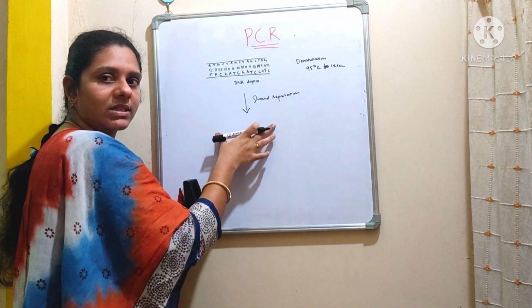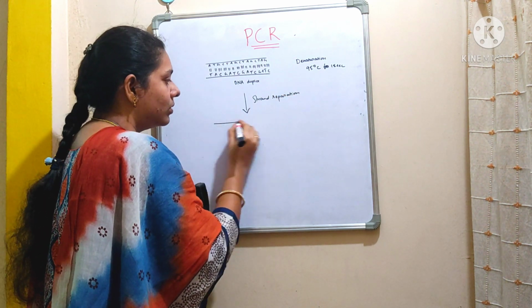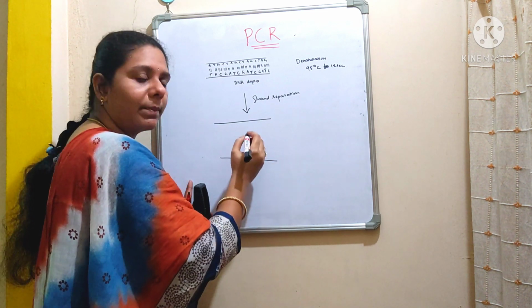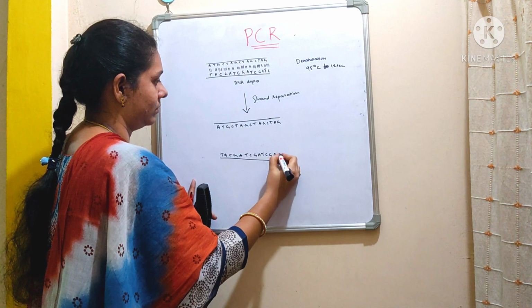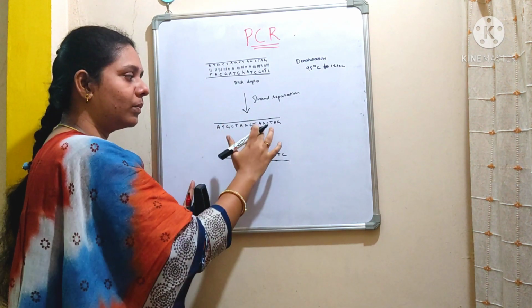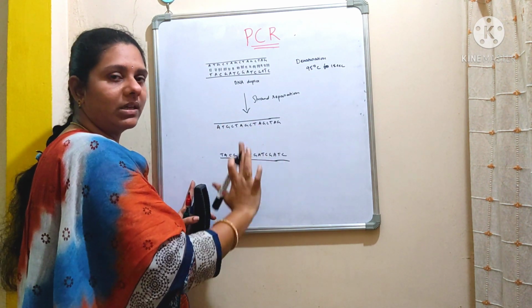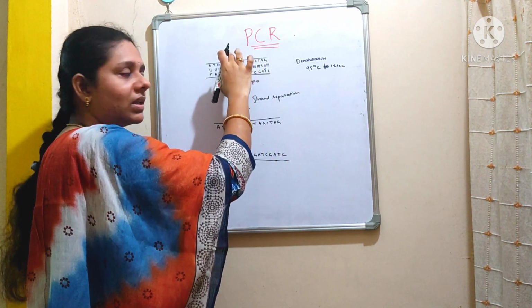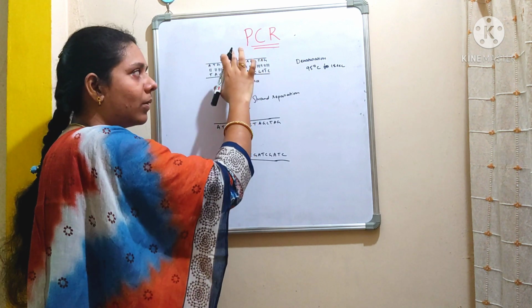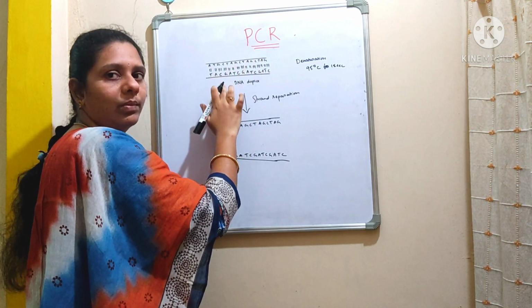Okay, what happens in the first step after the denaturation? Both the strands of the DNA get separated. See, this is how both the strands get separated from each other. Both strands are complementary to each other and they are intact. They formed a duplex here. This is a DNA duplex here.